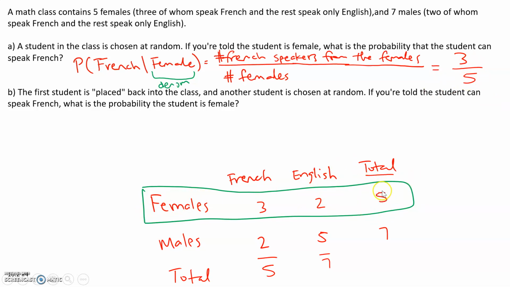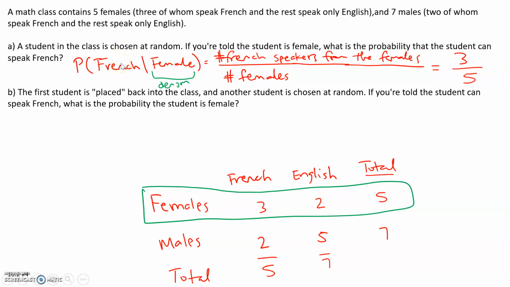Of the 5 females, how many speak French? 3 of the females speak French. So our probability is going to be 3 out of 5. So the numerator always has to come from your denominator. Please remember that. Your denominator is a female, so we're only choosing from these 5 females, and of those, 3 of them speak French.